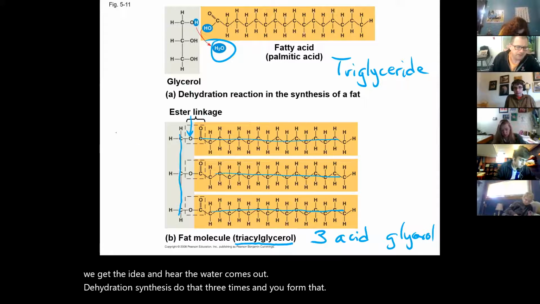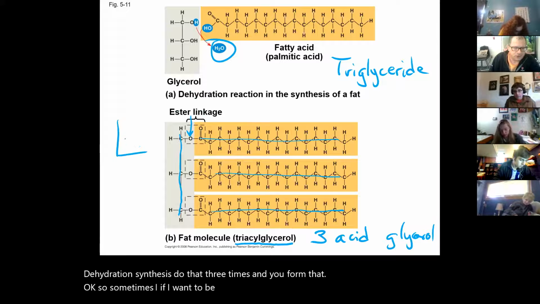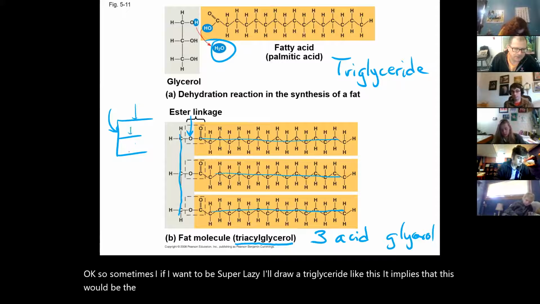Okay, so sometimes if I want to be super lazy, I'll draw a triglyceride like this. It implies that this would be the glycerol and these would be the 3 fatty acids.